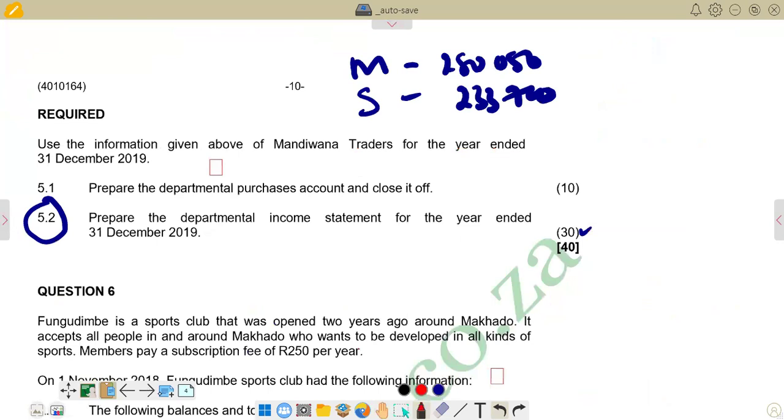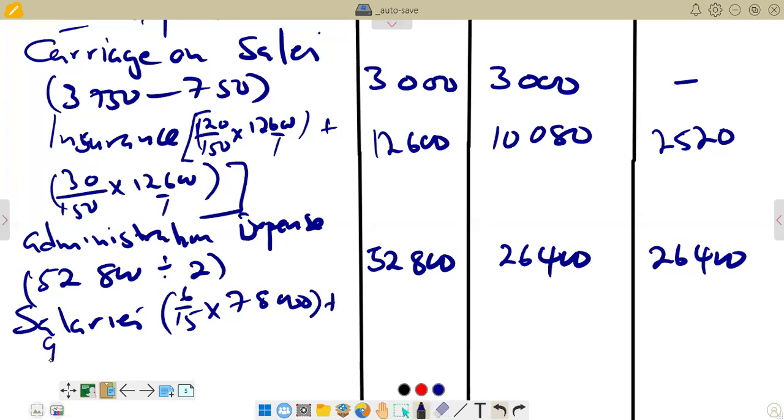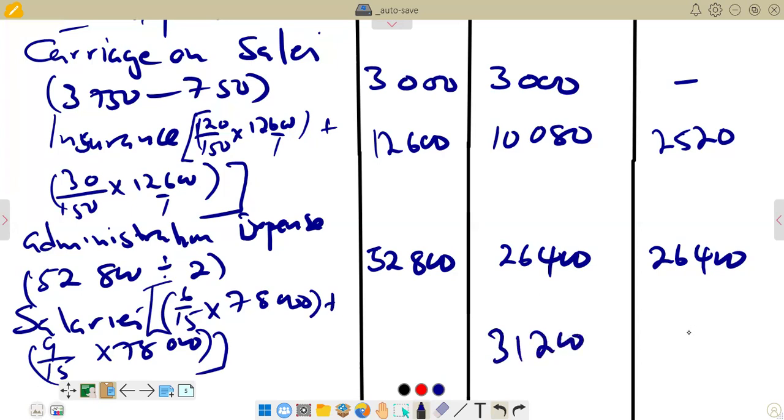So we go there and enter and summarize the workings, and then we enter the answer as required. Here we are saying salaries, and in brackets, for the first one, we said 6 over 15 times 78,000. And then we've got the second part, whereby we're saying 9 over 15 times 78,000. So for the first part, 6 over 15 times 78,000, we got 31,200. From the second part, we got 46,800.